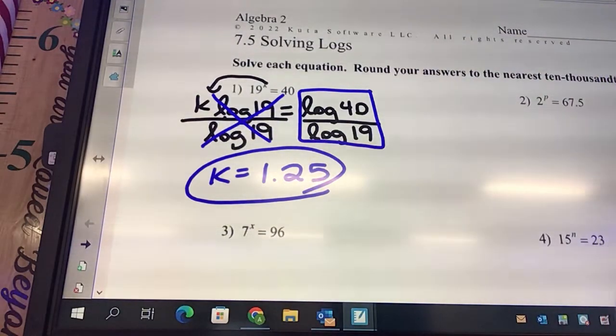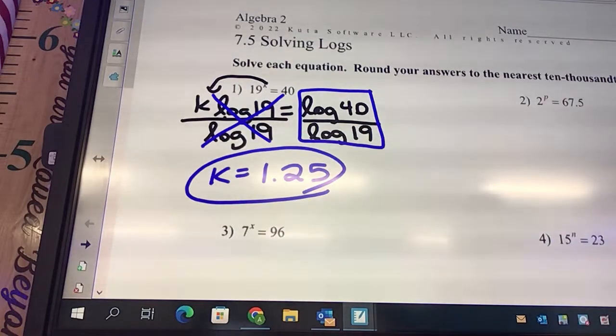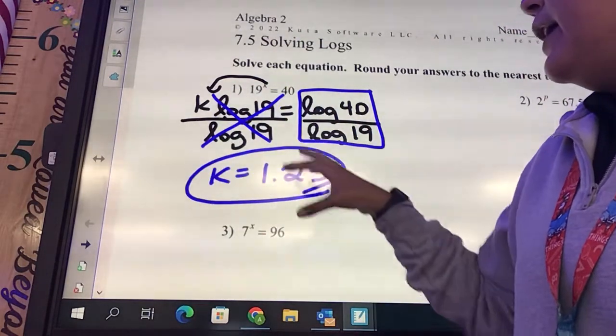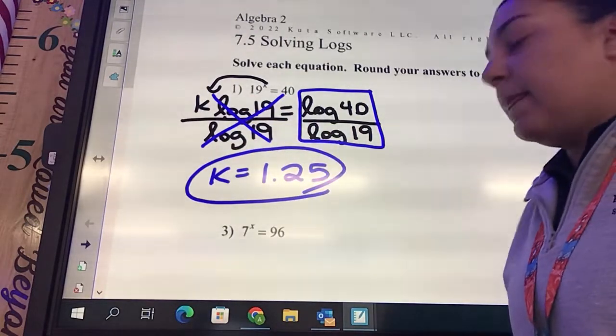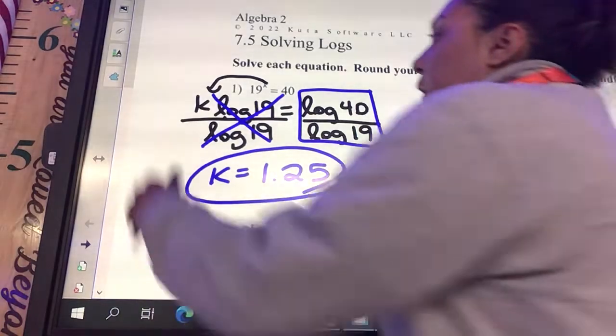Okay? So, if we recap our steps, every single time, you're going to say log of both sides, and that makes this come down. Okay? And then you're going to divide. So, every single time, you're going to say log of both sides, and then divide.